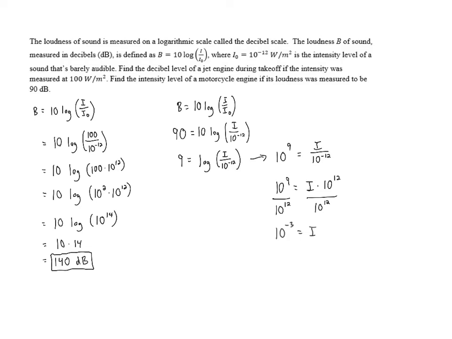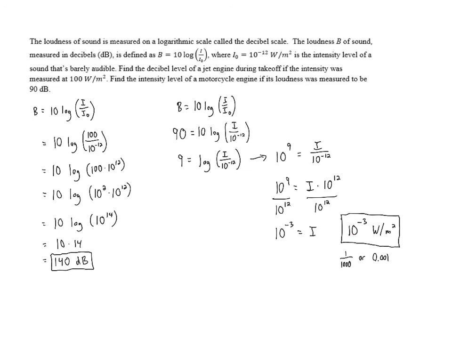And we can leave our answer like that because we've seen that oftentimes the intensities are measured as powers of 10. So 10 to the negative 3rd watts per meter squared is a perfectly acceptable answer. You could also figure this out. The negative exponent means it goes into the denominator, and 1 over 10 cubed is 1/1000th or 0.001. So these are also perfectly acceptable answers. All three of these represent the same quantity.